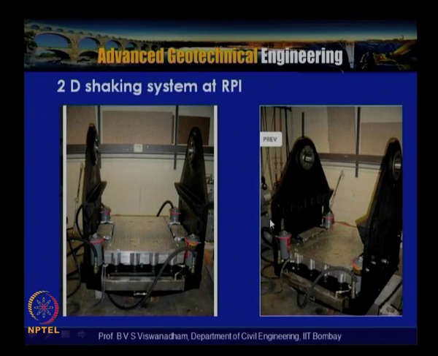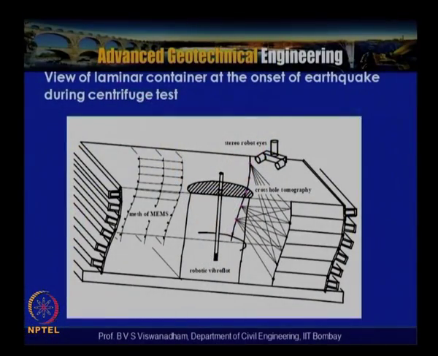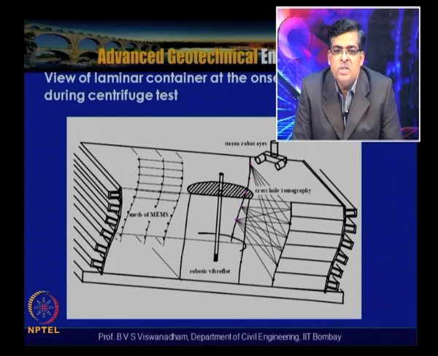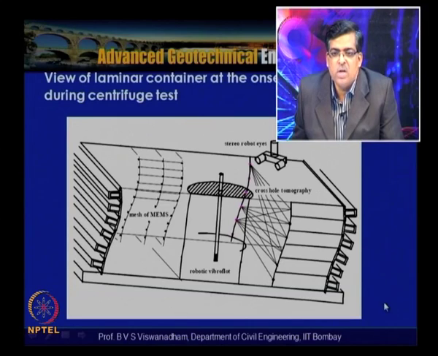There are also some three-dimensional shaking systems available in Japan and other countries, wherein they can have shaking in X direction, Y direction and Z direction. This is the view of a laminar container which we have seen earlier, wherein the dynamic stiffness of the soil will be identical along the edges as well as within the soil. In this way, in the event of shaking, the soil takes the shape exerted by the body subjected to this motion.